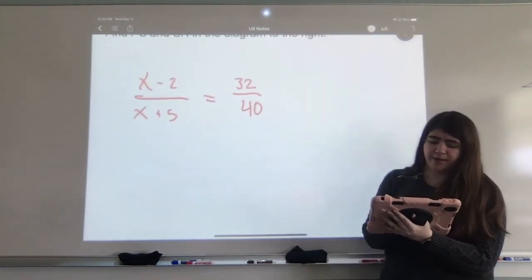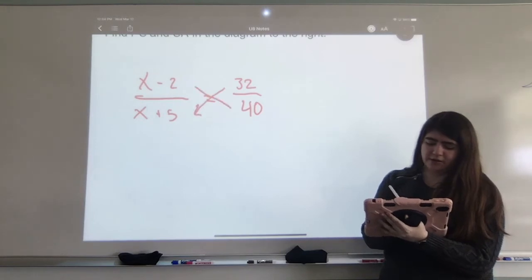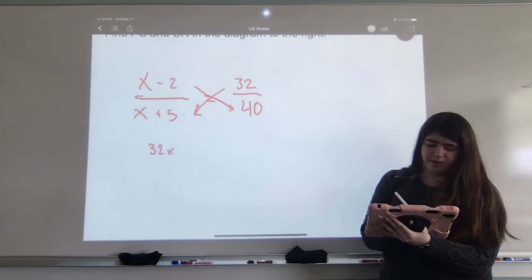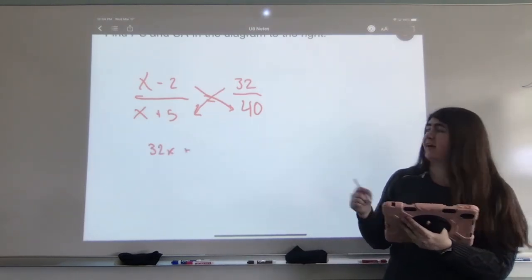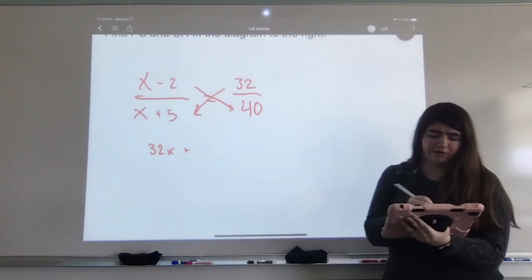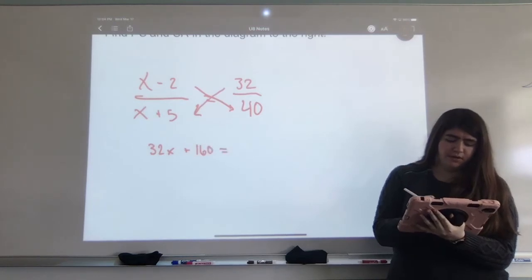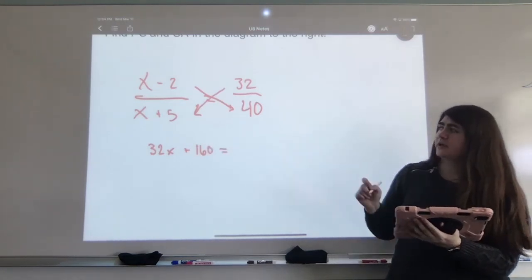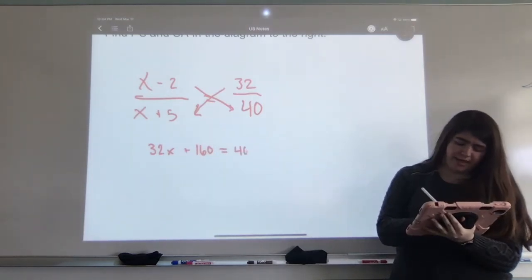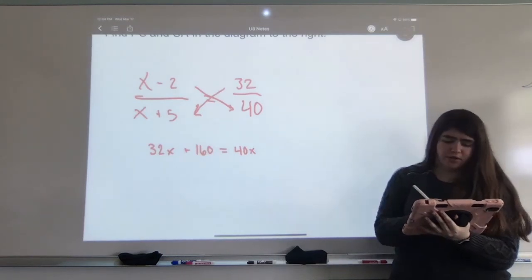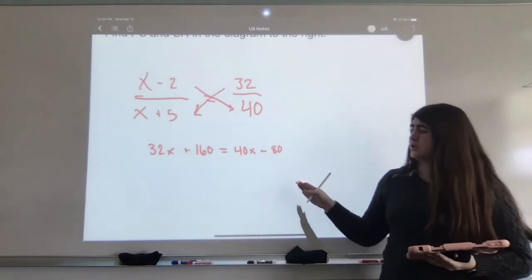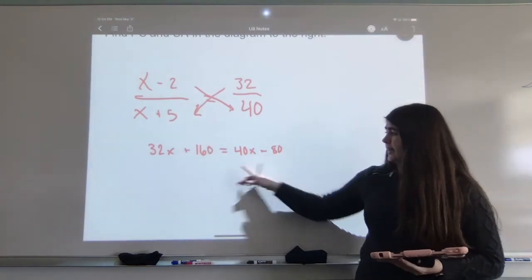Now I'm going to solve by finding the cross products. So I have 32 times x, that gives me 32x. But I also have to do 32 times 5. 5 times 2 is 10, then 5 times 30 is 150, plus 10 is 160. And then I have x minus 2 times 40, again multiplying to every piece. So I have 40 times x, which is 40x, and 40 times negative 2, which is negative 80. Now that I have these pieces, I'm going to get x by itself, so I'm going to add 80 to both sides.